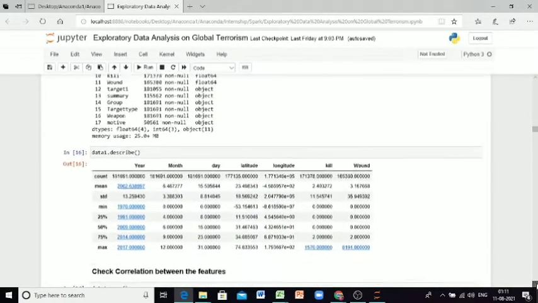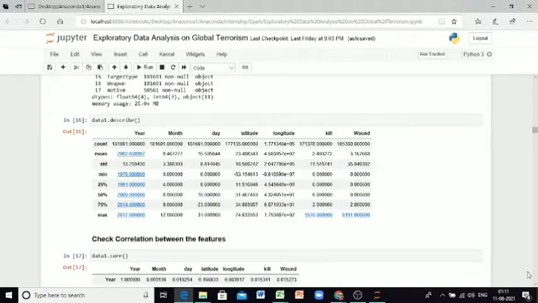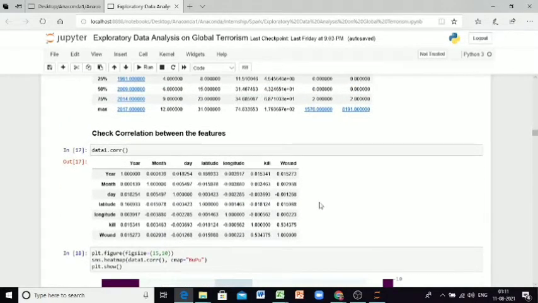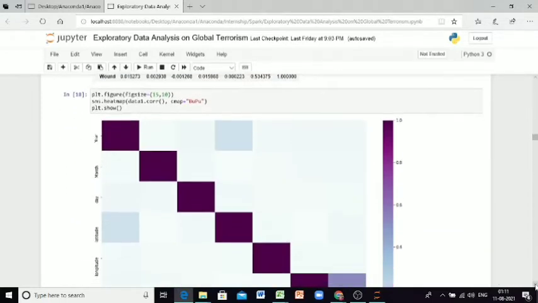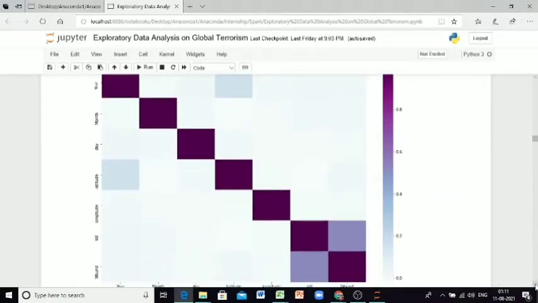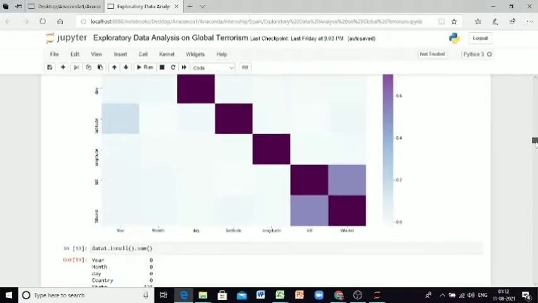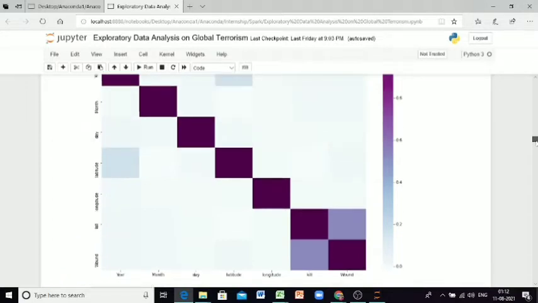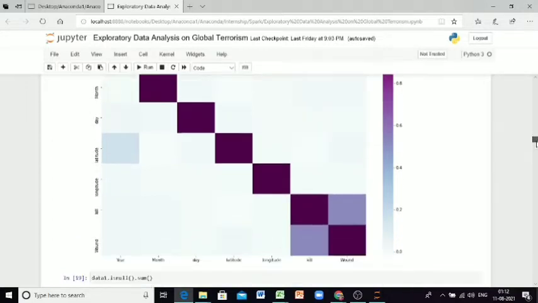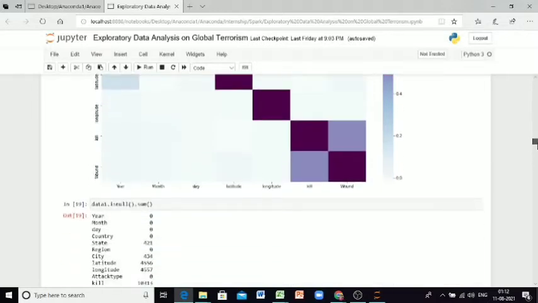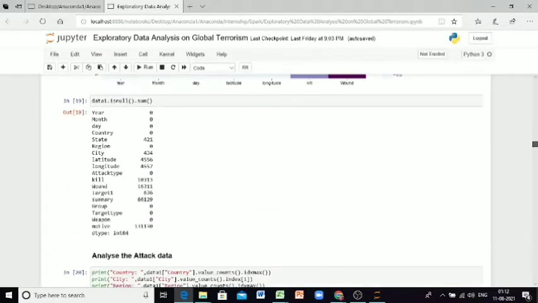Here we are checking the statistical analysis of the data set. Then we are checking the correlation between the features. Here correlation is high between wounded people and killed people. We are checking for null values. Now we don't find any null values because we already changed those values.